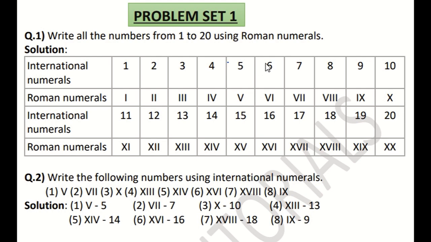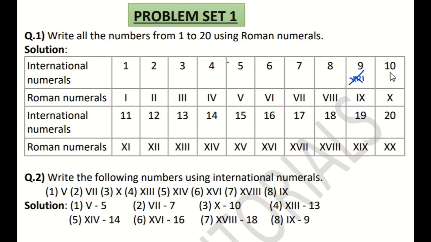For 6, recall the rule that if I is written on the right side of V or X, the sum gives the value of that number. In this case we add V and I, that is 5 plus 1 equals 6. V plus 2 times I, that is 5 plus 2 equals 7. V plus 3 times I, that is 5 plus 3 equals 8. So VIII stands for 8. Again, repetition after 3 times is not allowed, so we can't write it like this.